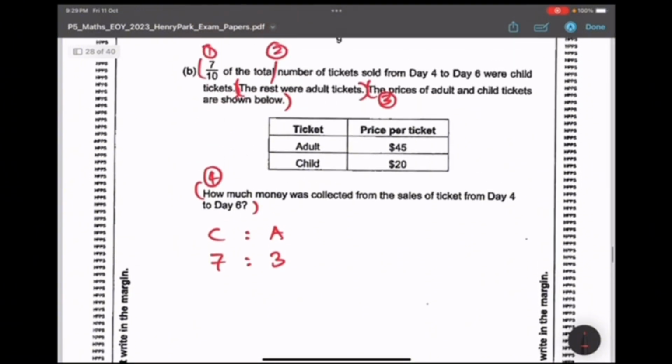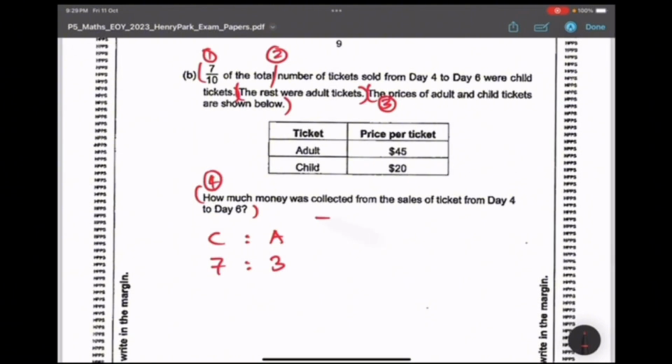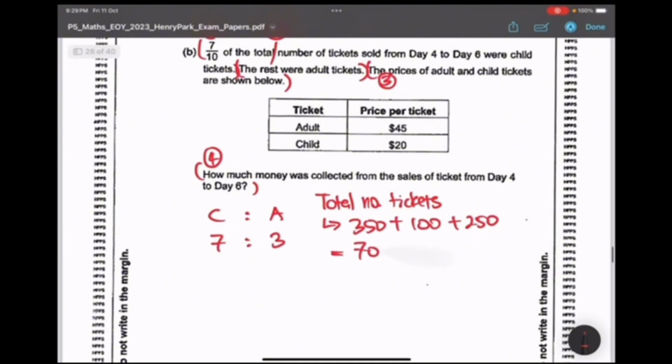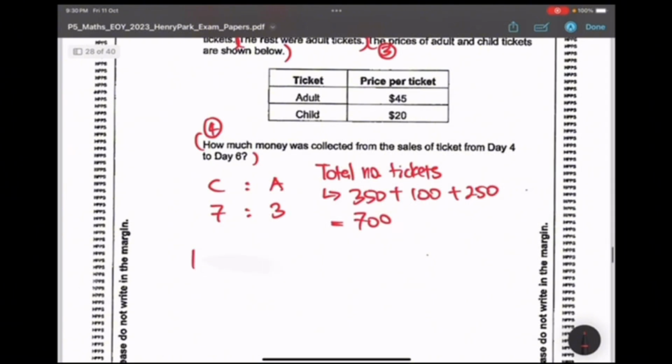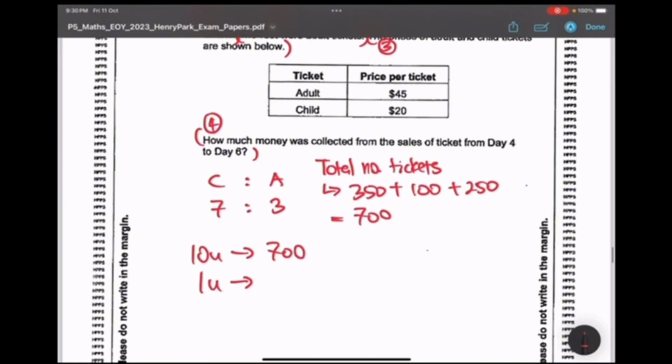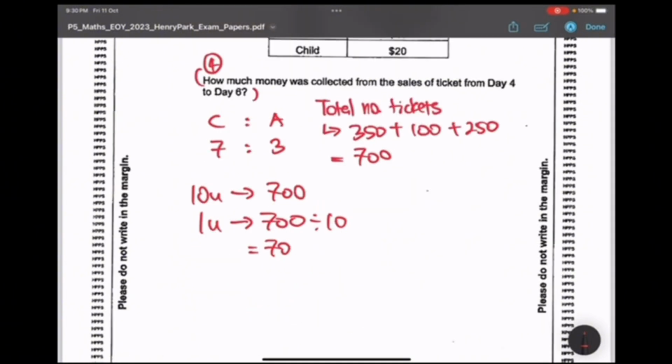So what I want to do is to find the total number of tickets among the 3 days. Okay, so the total number of tickets would simply be 350 plus 100 plus 250, which is day 4 to day 6, and that would simply give me 700 tickets. Knowing that I have 700 tickets and the ratio of child to adult tickets is 7:3, I know that 10 units equals 700 tickets. Alright, so what I can do is to find my Mr. Green Man, which is to find 1 unit, and that will simply be 700 divided by 10, and that will give me 70. Now what I want to do is to find the number of child tickets, which is 7 units. Alright, so 7 units would simply be 70 times 7.